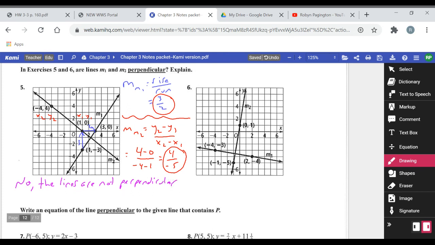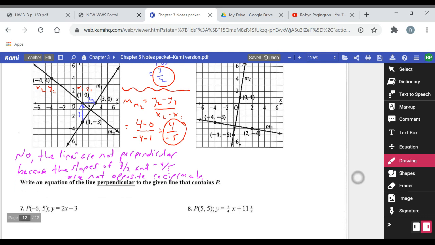And then again, don't stop there, because the slopes of 3/2 and -4/5 are not opposite reciprocals. Or you can call it negative reciprocals, or you could say no, because the product of the slopes is not -1. And you could show that you are multiplying those and that you don't get -1. Okay. All right, moving right along.